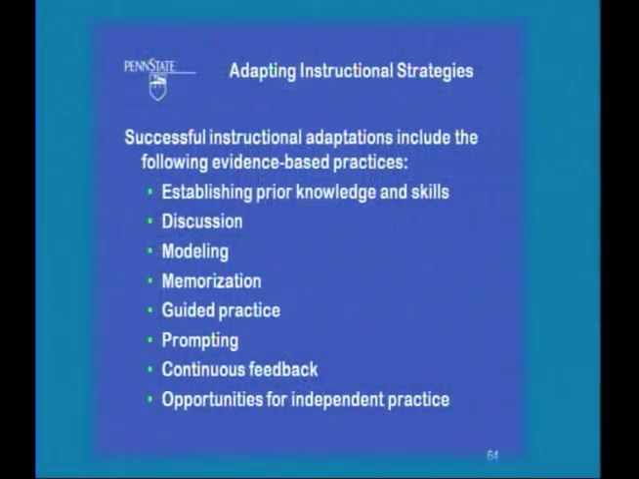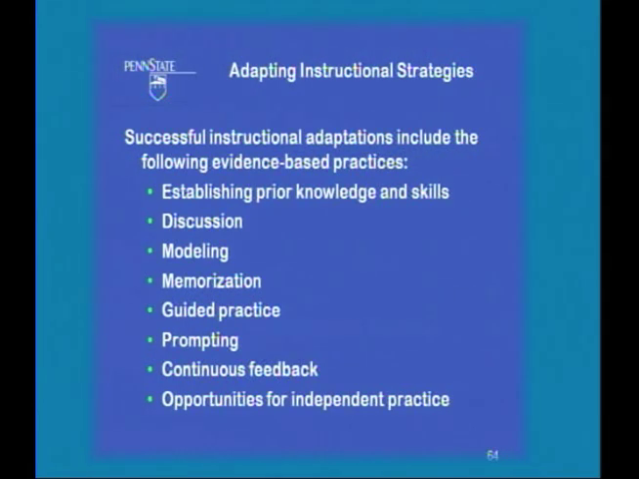Successful instructional adaptations include the following evidence-based practices: establishing prior knowledge or skills, very critical before teaching a new task. Discuss what is to be learned. Be sure the student understands the purpose of what they are learning. Model the task and the skill to be learned. Give the student adequate time to memorize steps and procedures. Students with mild disabilities do not pick up things automatically and may need to be provided with extra memorization time.